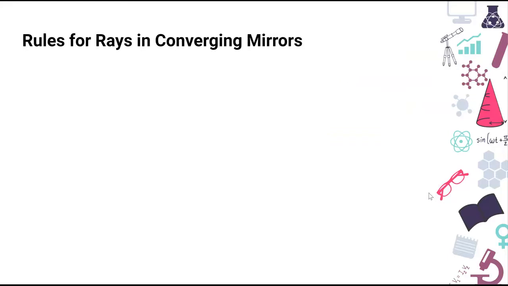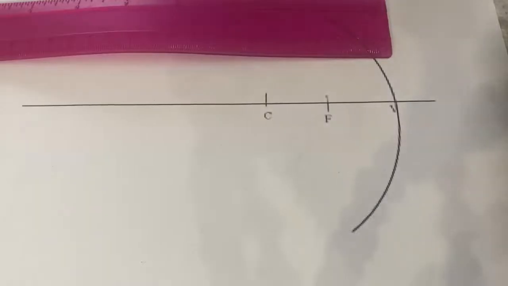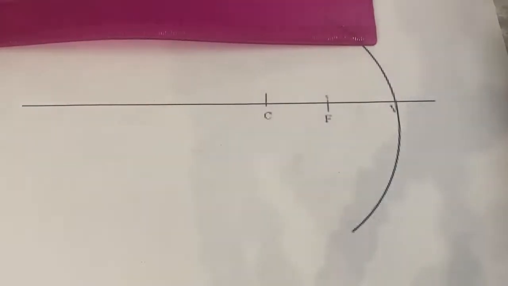To do this, we're going to switch to a paper drawing. So we'll flip over to that now. All right, let's go through the rules for rays in converging or concave mirrors. There are 4 what are called the principal rays that we're going to be talking about. We're going to look at 4 rays that have very specific rules that involve them.